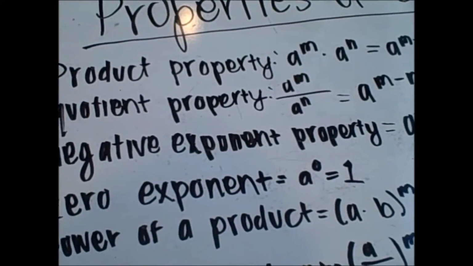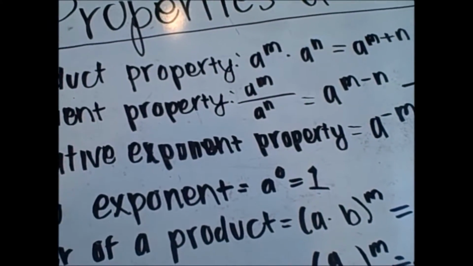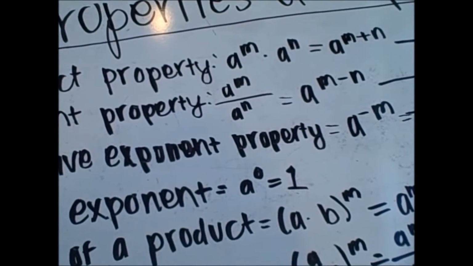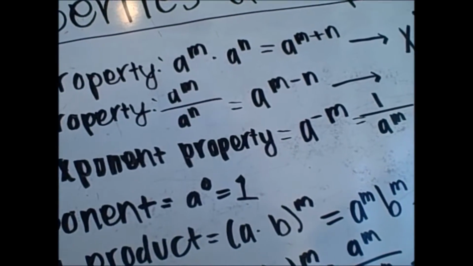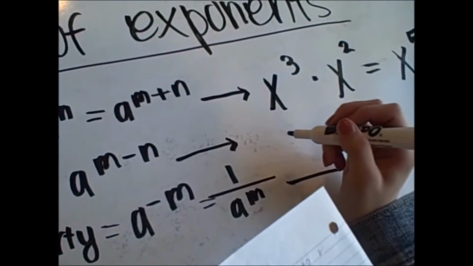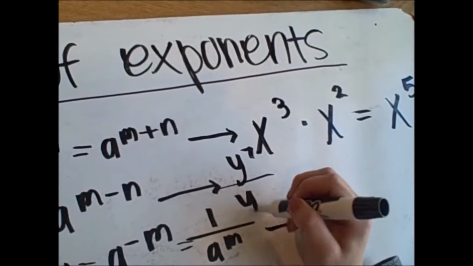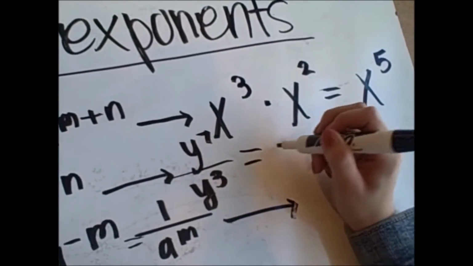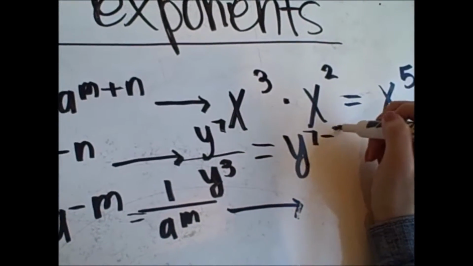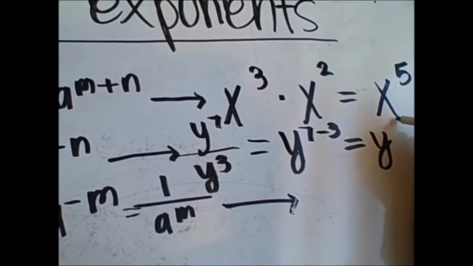Now for the quotient property, if both the numbers in the numerator and the denominator have an exponent, the exponents are subtracted. For example, y to the seventh over y to the third would become y to the 7 minus 3, which would be y to the fourth.